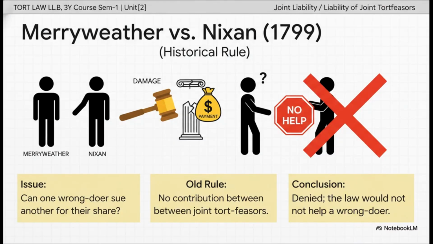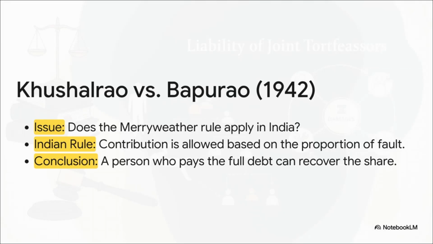The historical position is found in the old rule from Merriweather v. Nixon, citation 1799, 8 Term Reports 186. The issue was, can one wrongdoer sue another for their share of the fine? The rule was clear, no contribution between joint tortfeasors. The conclusion was that the claim was denied. The law would not help a wrongdoer. Modern Indian law, however, rejects this archaic rule.